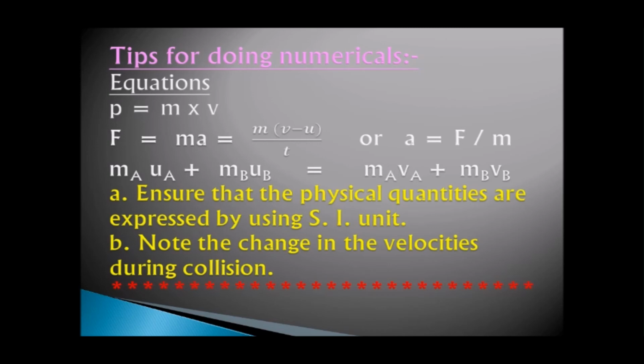When you are doing a numerical, first you should ensure that the physical quantities which you are substituting are expressed in SI units. That is, if the mass is given in gram, you should convert that into kilogram by dividing by 1000 before substituting in the equation. Velocities should be in meter per second and the time in seconds.